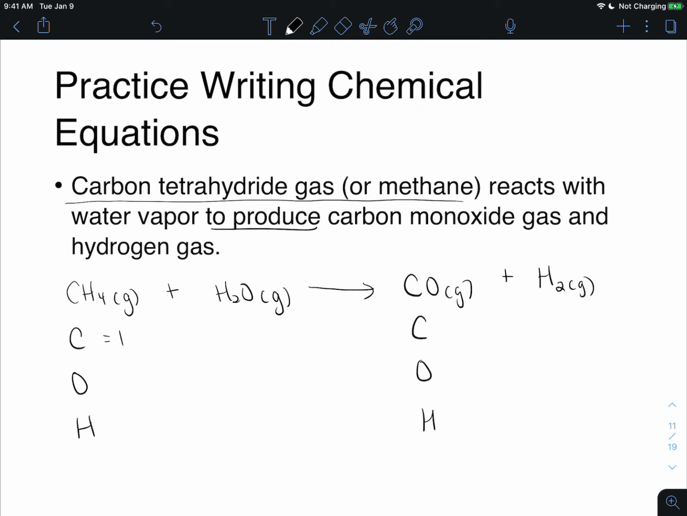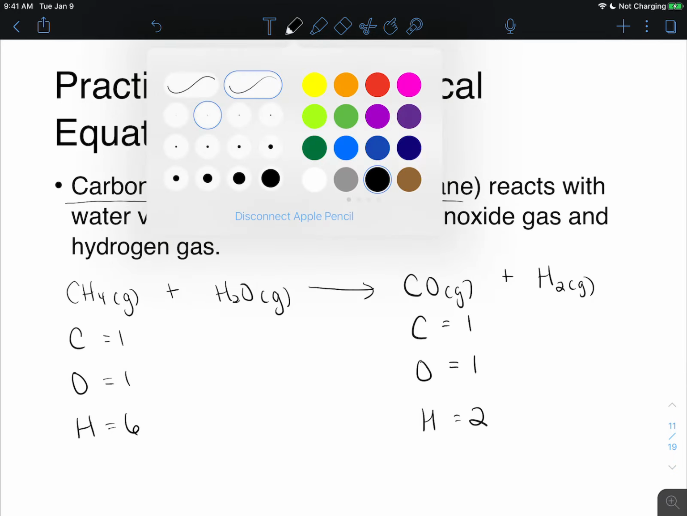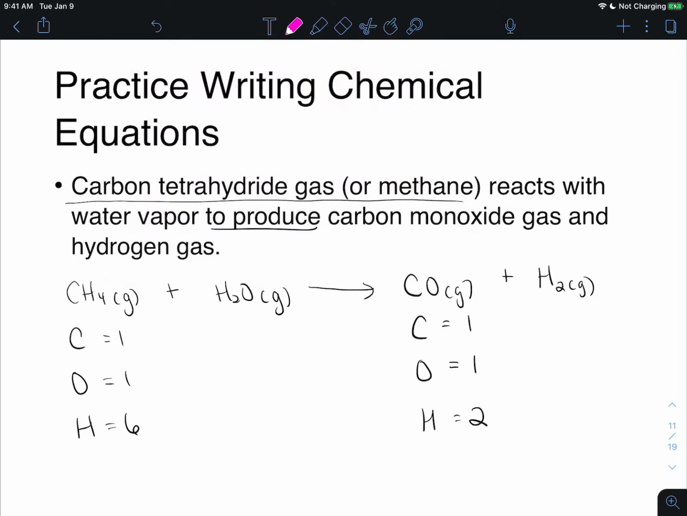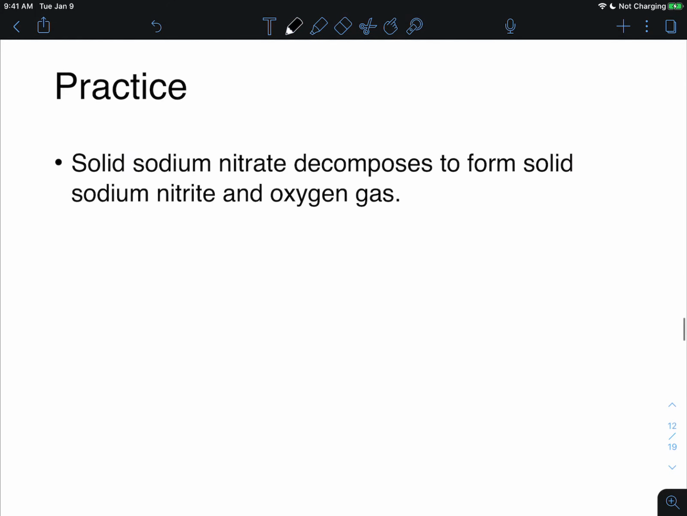We have 1 carbon, 1 oxygen, 6 hydrogens, 1 carbon, 1 oxygen, 2 hydrogens. Okay, so we're going to want to go ahead. Carbon's good. Oxygen is good. So we're going to add a 3 here. That'll get us to a 6. And we're balanced. Quick and easy.